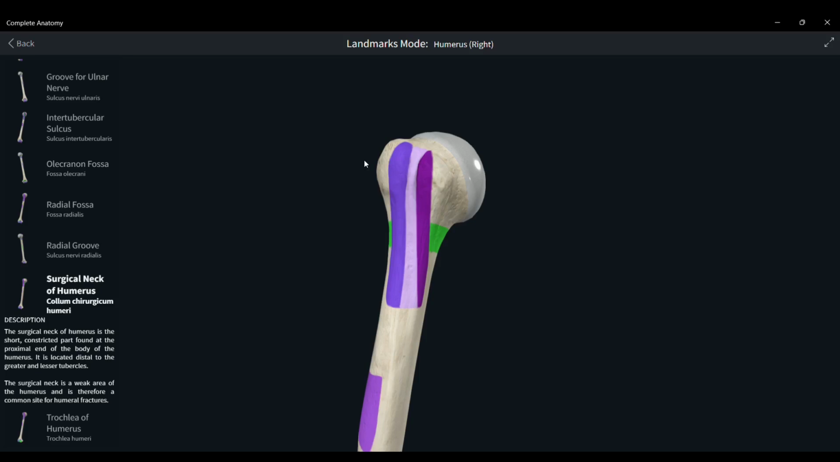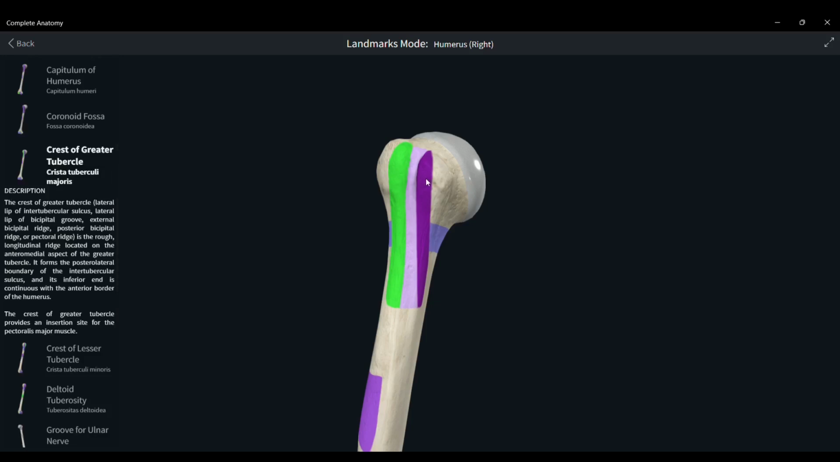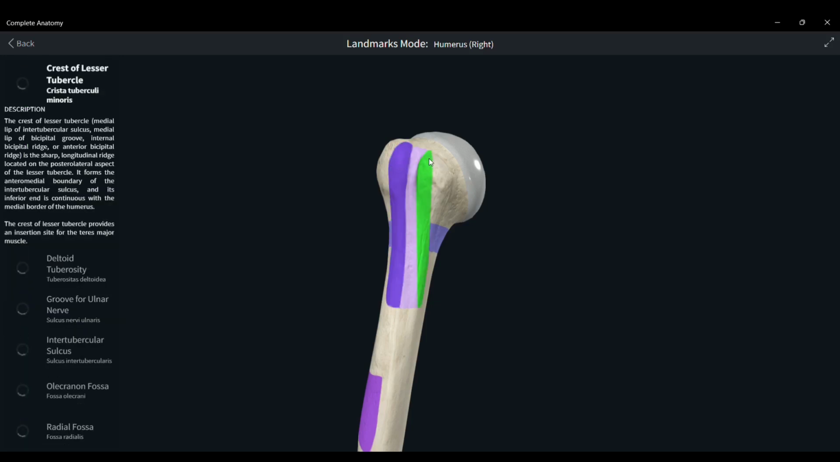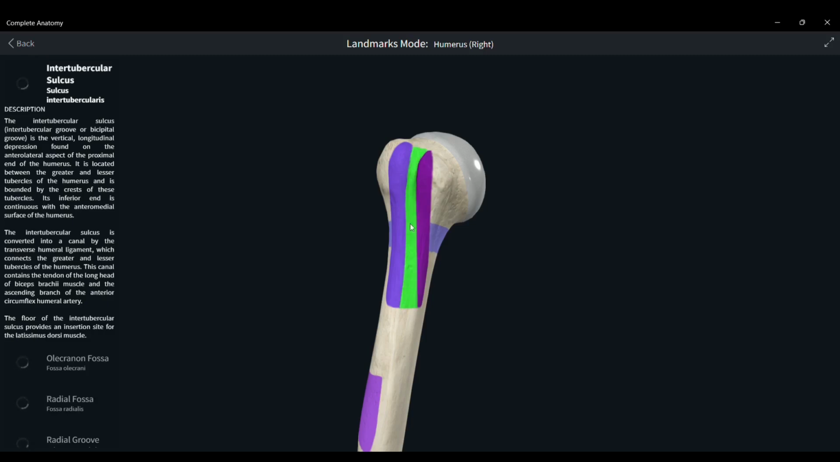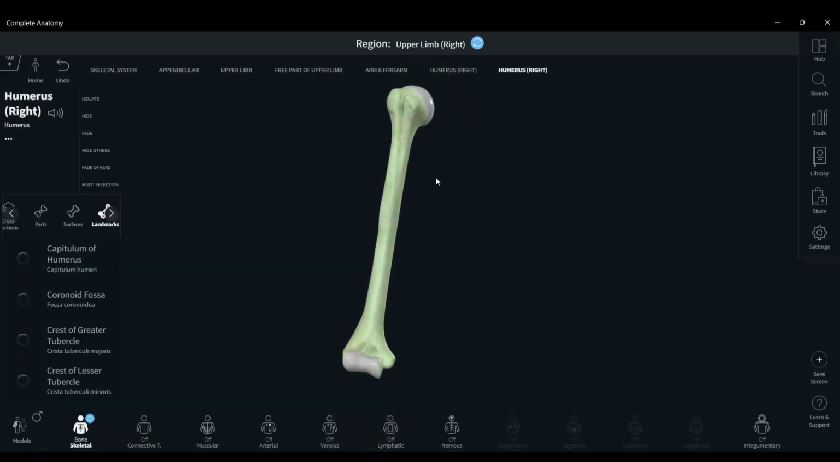From the greater tubercle descends the crista tuberculi majoris. In parallel, on the medial side, runs the crista tuberculi minoris. Between the two crests on the anterior surface lies the sulcus intertubercularis. The tendon of the long head of the biceps passes through this groove, covered by a strong ligamentous roof forming a canal. To summarize, it is worth constructing a mental map.